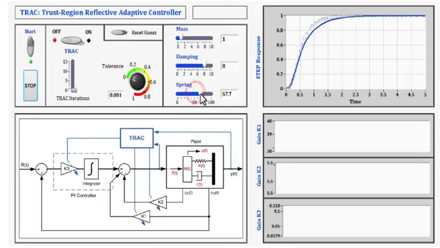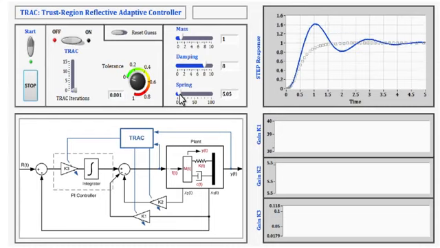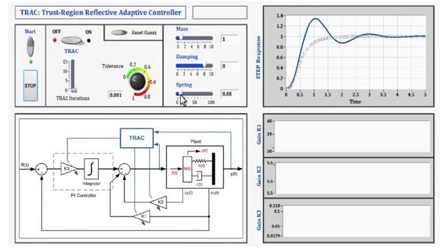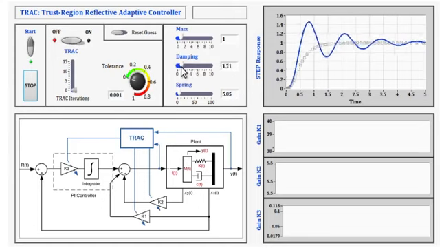However, for a given variation in the plant parameter, such as the spring constant, the actual output starts to miss the desired output in the absence of any automatic adaptation in the feedback gains, that is, with TRAC off. This behavior can equally happen as a result of a change in the damping coefficient, as well as a change in the mass, or a combination of all three.